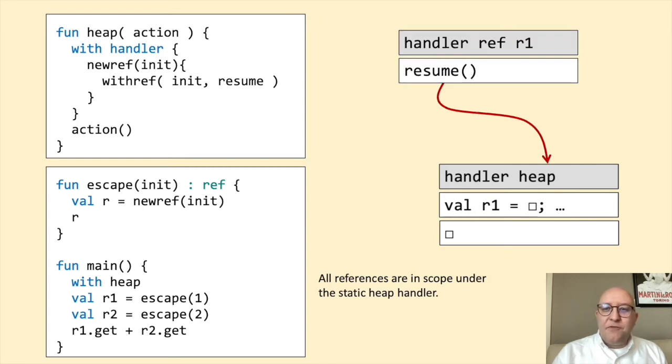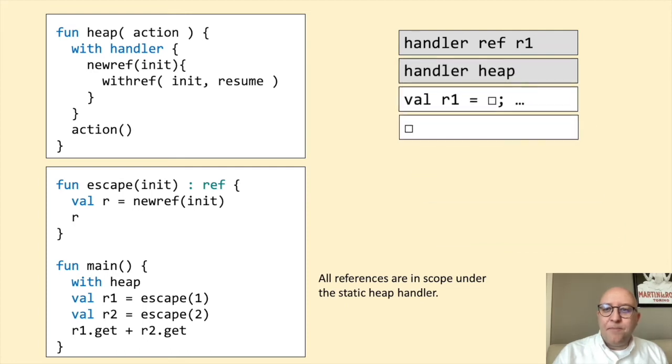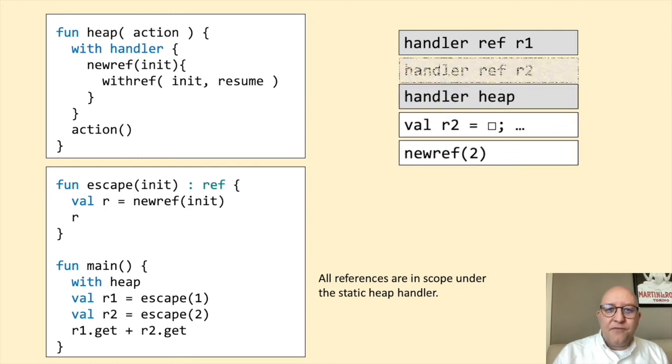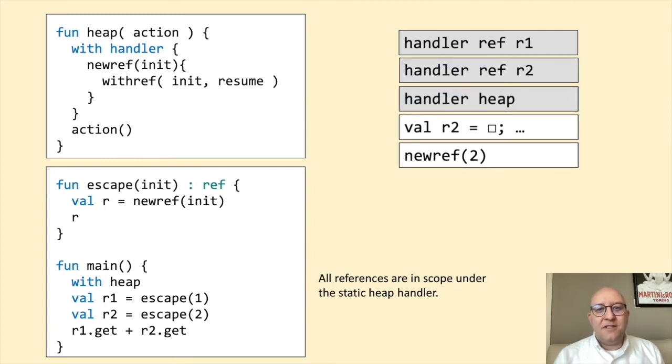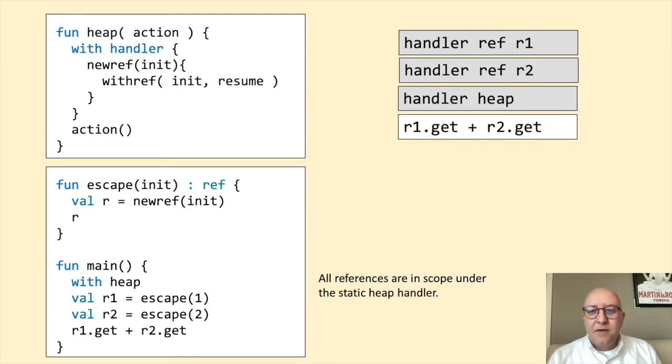And then, when we resume, the ref handler will be right above the umbrella heap effect, just like in our tick example. And the same happens for the second reference, which is also pushed right above the heap handler. And of course, this can create an arbitrary number of references within the scope of the heap handler. These references can now be returned from escape as is, since they're no longer under a direct handler, but instead just returned from the new ref operation.